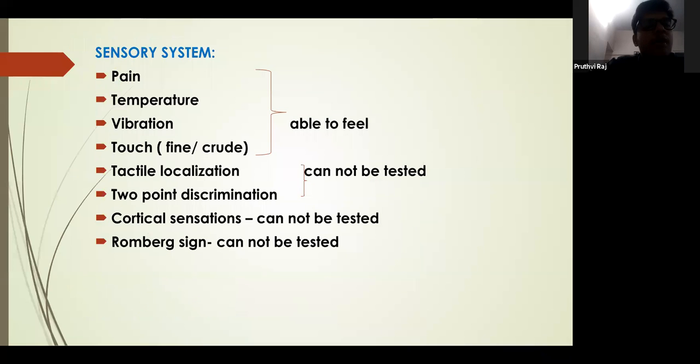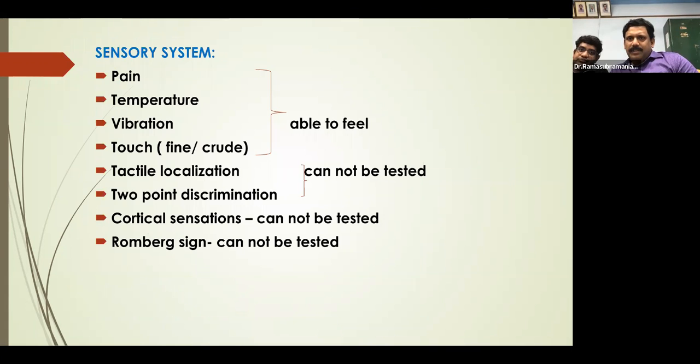Sensory system, the child is able to feel pain, temperature, vibration, and touch. Cortical sensations cannot be tested, and tactile localization and two-point discrimination cannot be tested. Romberg's cannot be tested, sir. Were you able to test vibration sense in this child? I don't think that would have been possible. Okay, proceed.